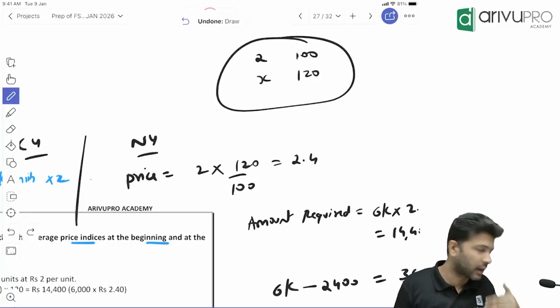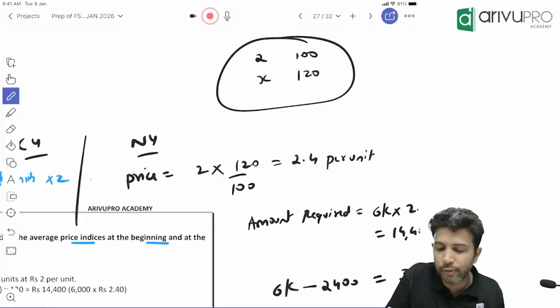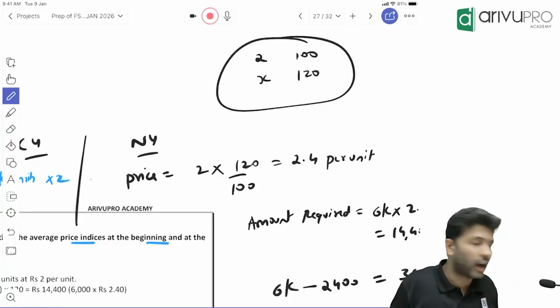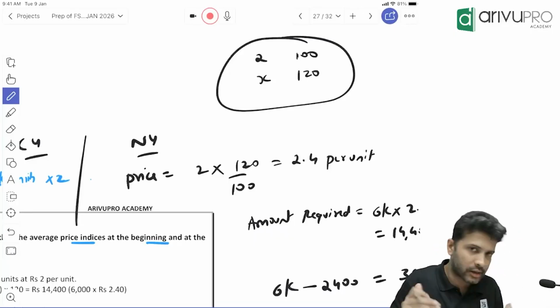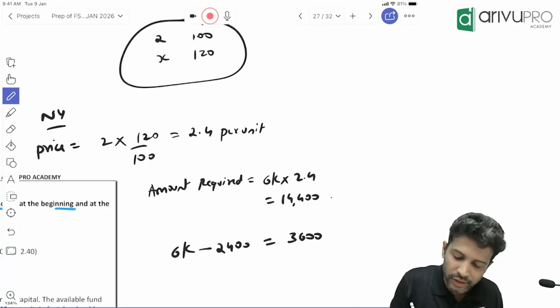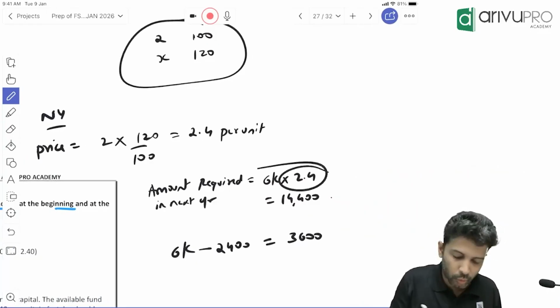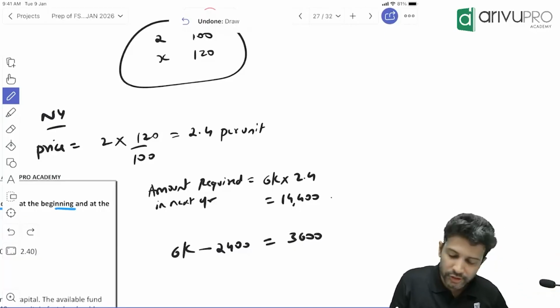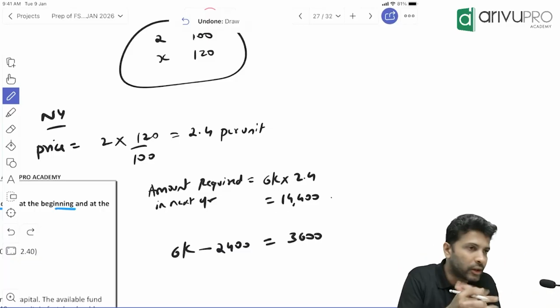That means at the end of the current year, 1 unit of the goods will cost you how much? 2.4 per unit. How many units did you trade, buy and sell in the current year? 6,000. At least 6,000 you want to buy in the next year also. To buy 6,000 units next year, amount required in next year is how much? For 1 unit, we need 2.4 rupees. For 6,000 units, how much money you need? 14,400. That means money you need to keep.